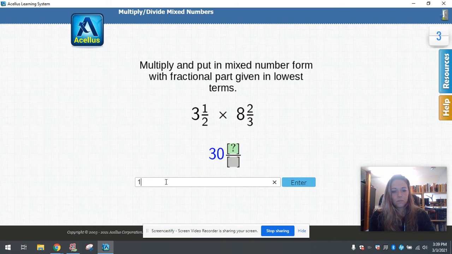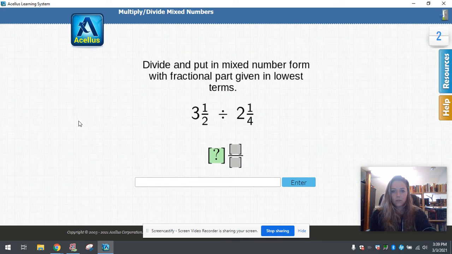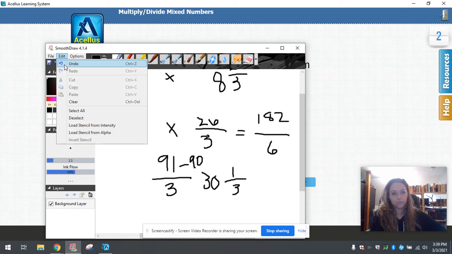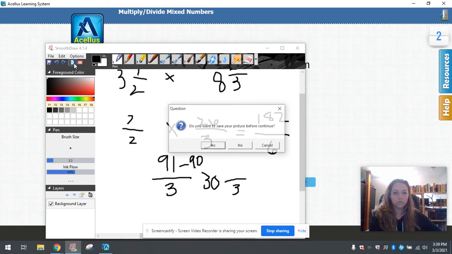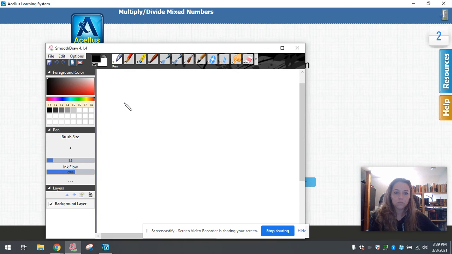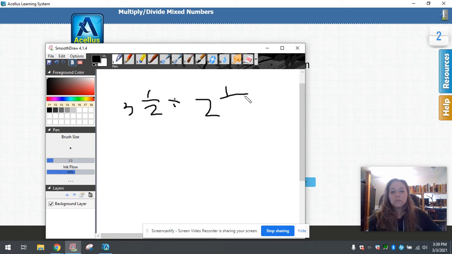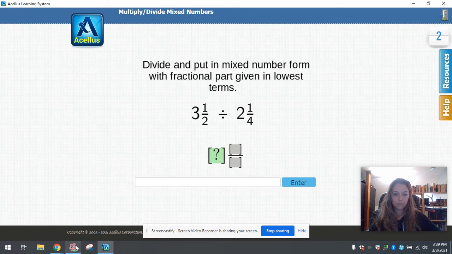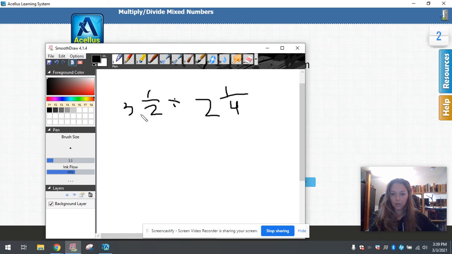Okay. 3.5 divided by 2.25. And I check, make sure I wrote it down. 3.5 divided by 2.25. Yep.